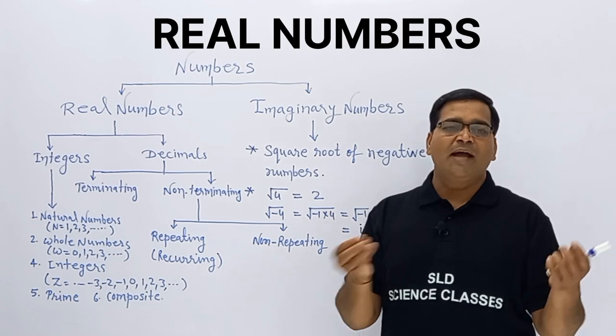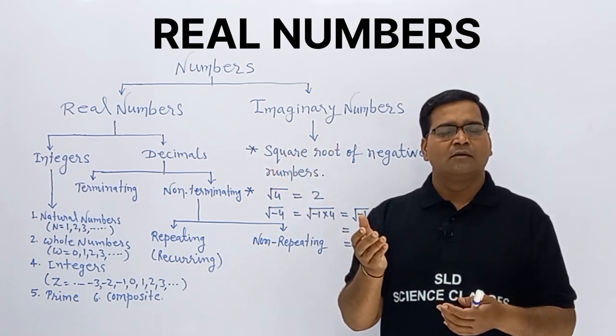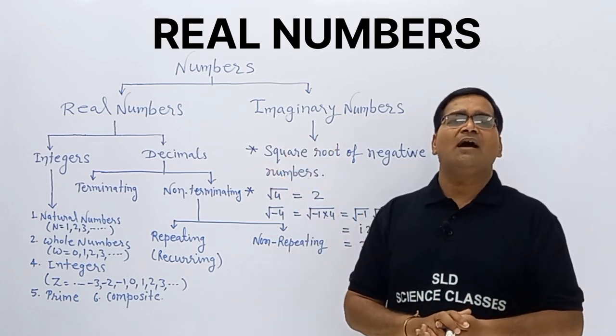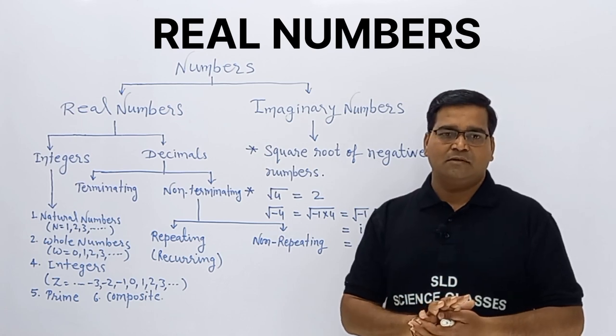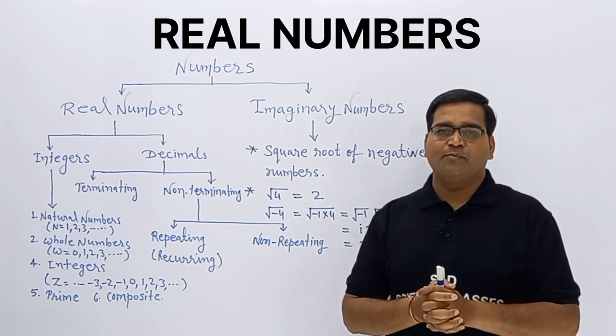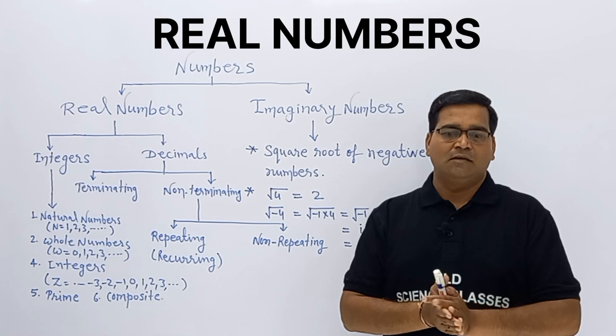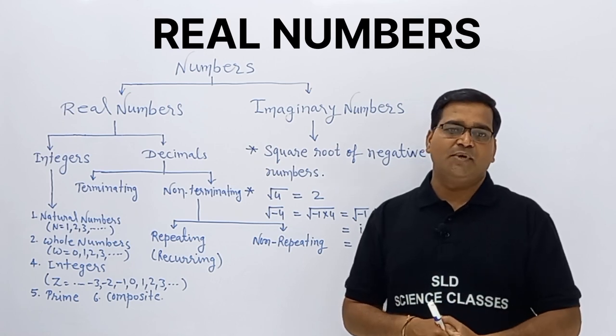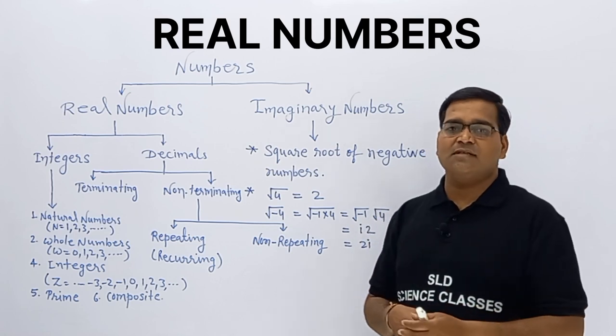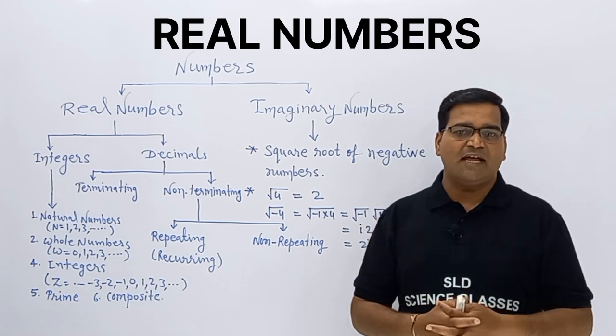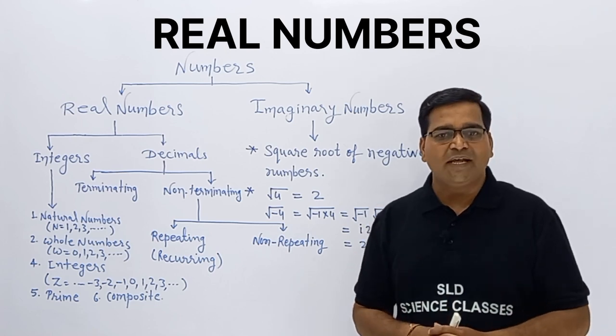1, 2, 3, -1, -2, -7, 0, these all are real numbers. Till 10th standard we are using real numbers. After this standard we will discuss some more numbers like imaginary numbers and complex numbers.